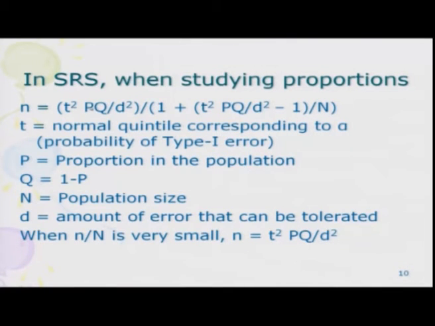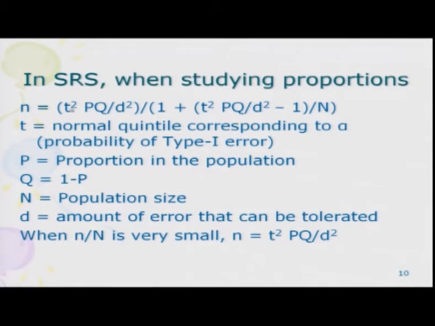Now, P is the proportion in the population, Q is 1 minus P, D is the difference, the amount of error that can be tolerated, and T is the normal quantile corresponding to a probability of type 1 error of alpha. I said that 2 things are fixed. One, how much error you can tolerate, that is D. In case of relative errors, it is R, but then the formula will be slightly changed.